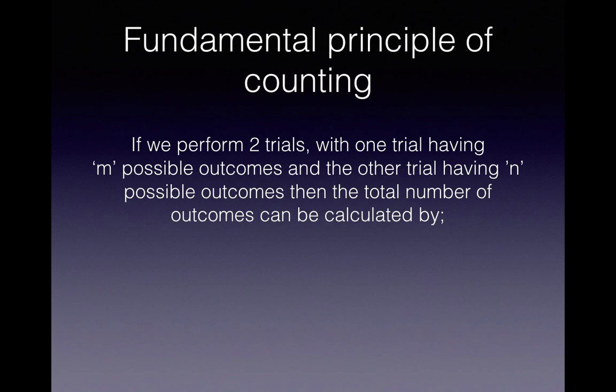So, back to this thing on the screen. If we perform 2 trials, if the first one has m possible outcomes, and the second trial has n possible outcomes, the total number of outcomes for the combined 2 trials is gotten by multiplying the 2 together. Let's put it into action.